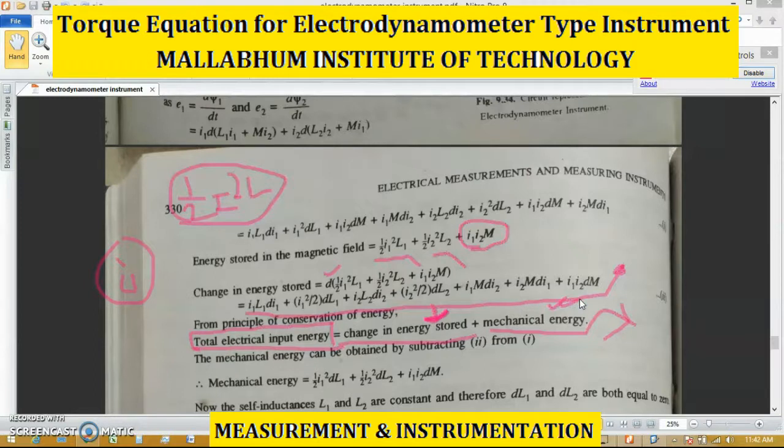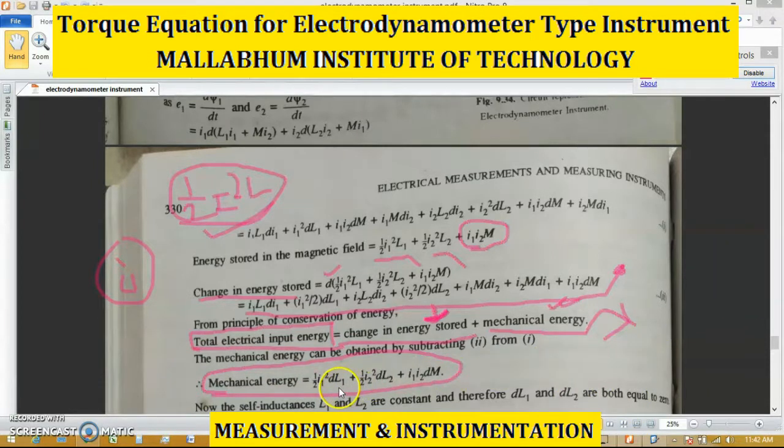then we want to subtract these two equations. Subtract these two equations means change in energy stored. Change in energy stored is this, and the total electrical input energy is this. If we subtract this, then the mechanical energy comes out to be this.